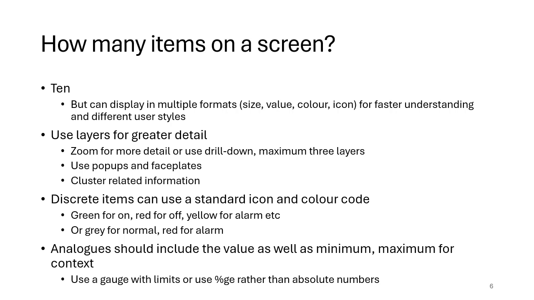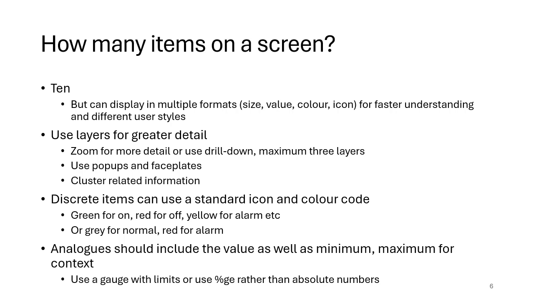But the idea is, overall, each screen should only have about 10 different items, even if there are multiple display formats for each item. So often plants have more than 10 items, so this is where layers might come in. Maybe you zoom in, or maybe you use some sort of click and operate there to drill down, and you have multiple layers. You don't want too many layers. Maximum is probably 3 layers from the top level down to a detail screen.